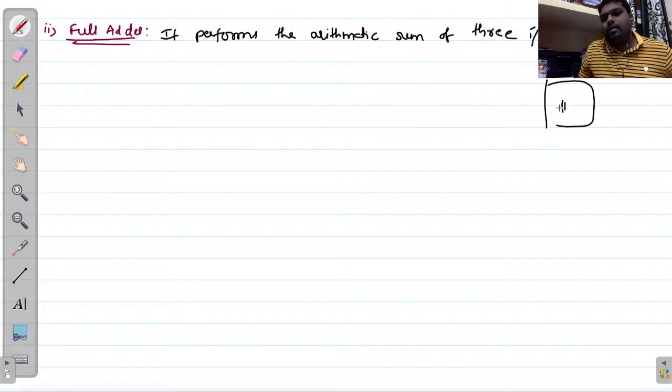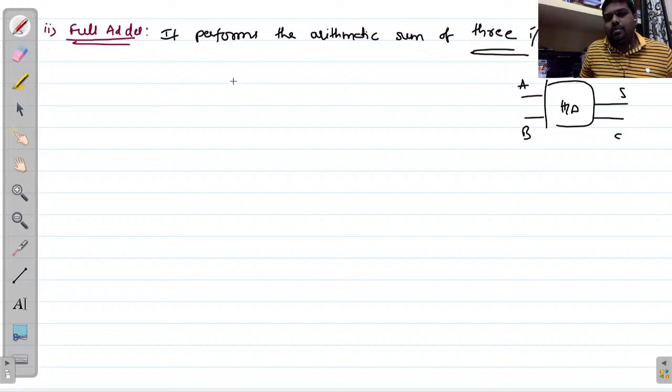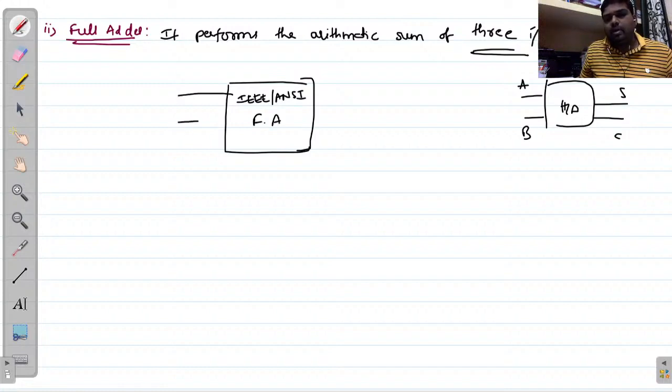I am taking half adder. I am providing 2 inputs here, A, B. So finally, I am getting sum and carry. But now I am taking 3 inputs at a time, right? That means this is our symbol, IEEE symbol, otherwise we can call it ANSI symbol. So this is full adder. Here I am providing 3 inputs, A, B, C, and I am getting 2 outcomes. One is sum, another one is carry.